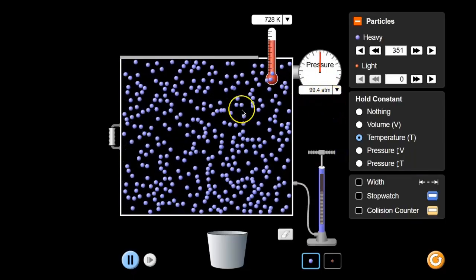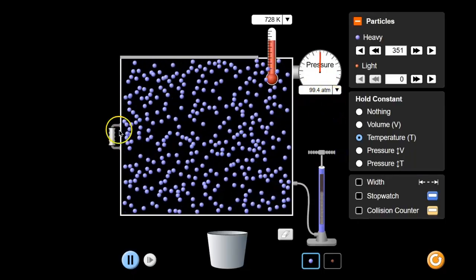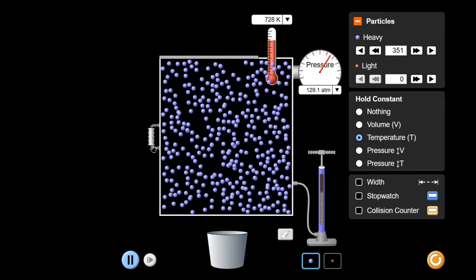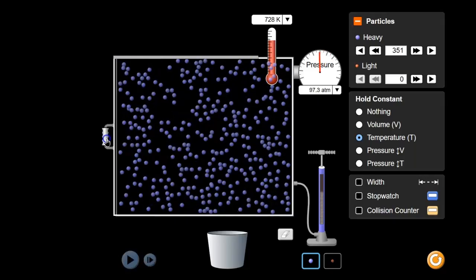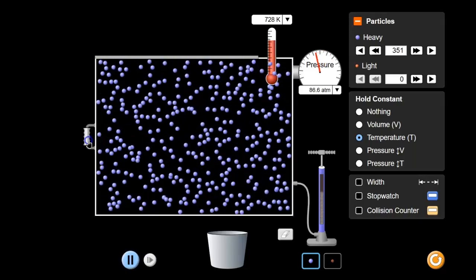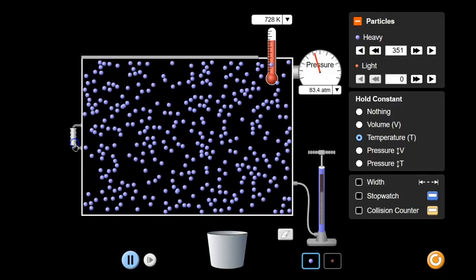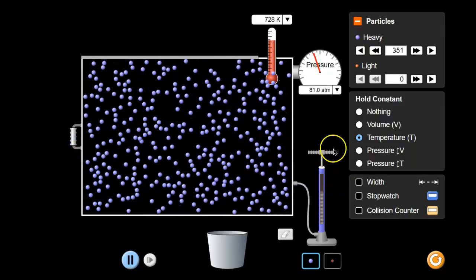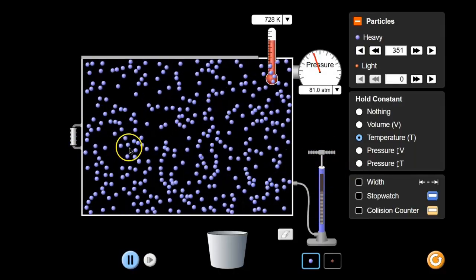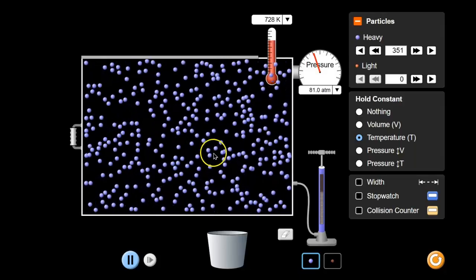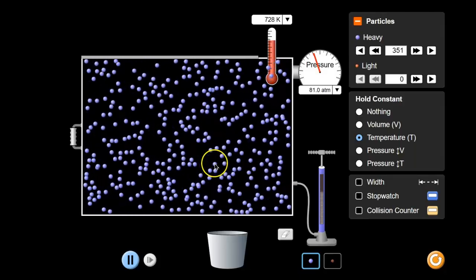Okay, now we want to get this back to 80. Let's see if the volume is going to be smaller or bigger. If I go this way, no, that doesn't work. I'm going to go the other way and try to get it closer to 80. So as I add more gas particles, the volume increases. So that suggests there may be a proportional relationship.